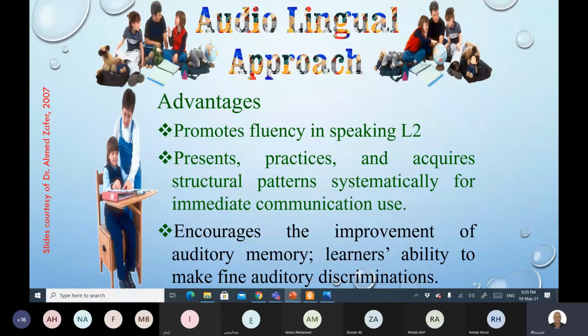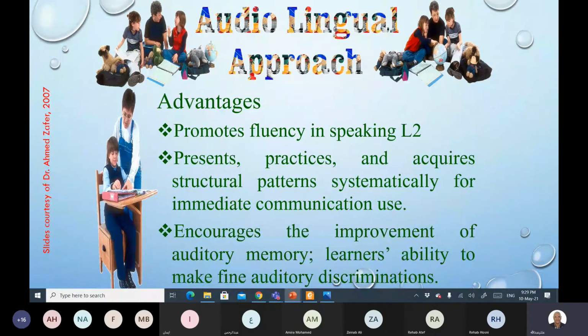It also encourages the improvement of the auditory memory، فكرة الذاكرة السمعية and the auditory discrimination، يميز الطالب ما بين الأصوات المختلفة والستريس باترنز والتون والرايزنج تون والفولينج تون والintonation. This is a very important ability and skill that is promoted for the students in this method.